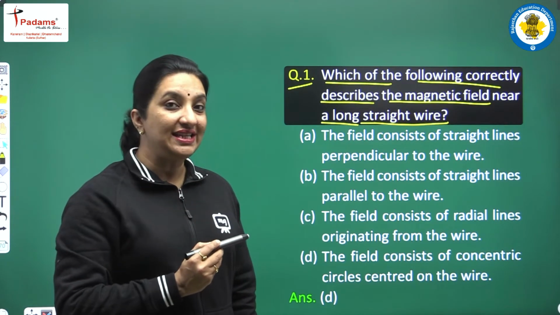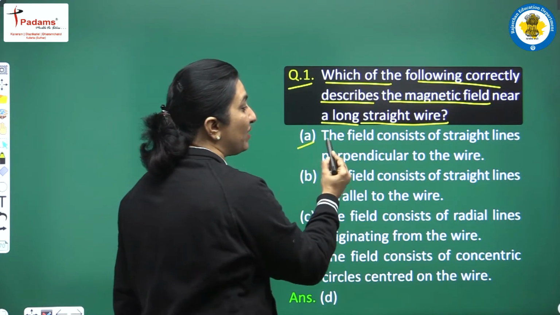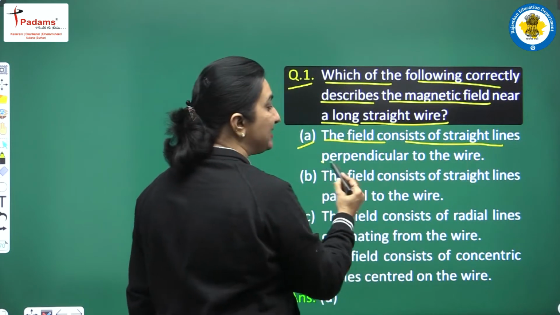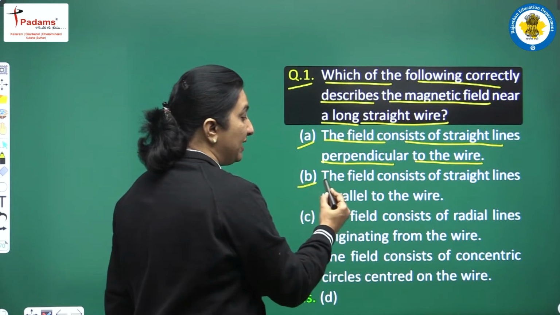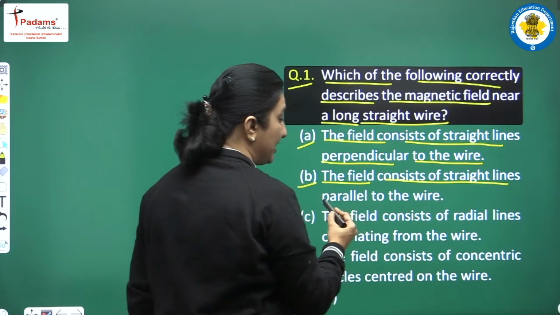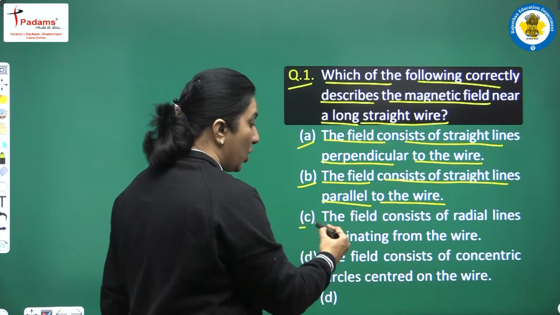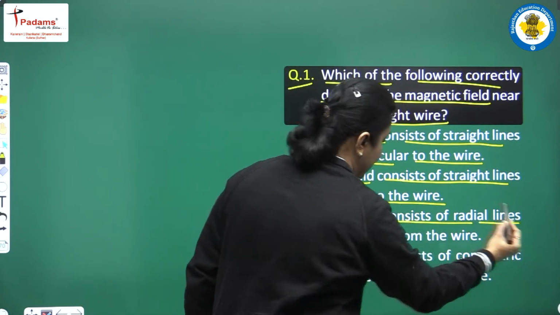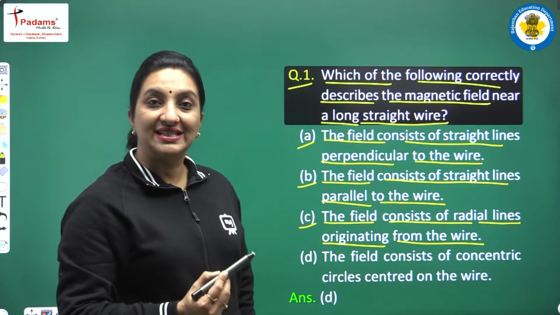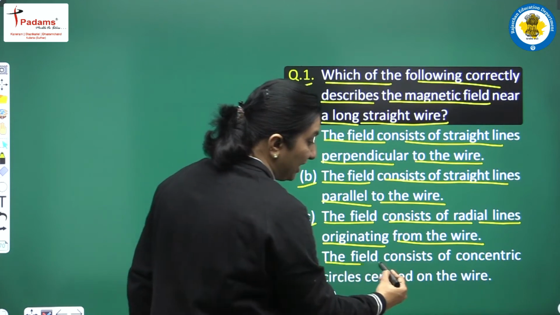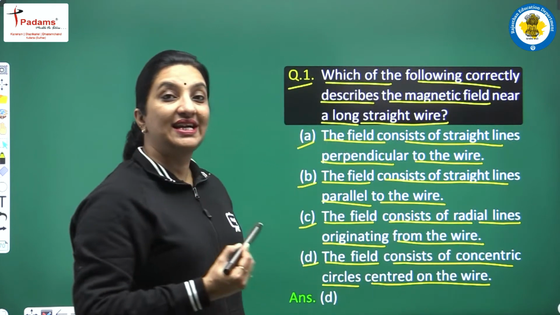So students, let's see what are the options and which is the correct option. Option A is the field consists of straight lines perpendicular to the wire. Is this correct? No. Option B, the field consists of straight lines parallel to the wire. This is also not correct. The C option, the field consists of radial lines originating from the wire. Students, this option is also not correct. So the D option, the field consists of concentric circles centered on the wire. This is the correct option.